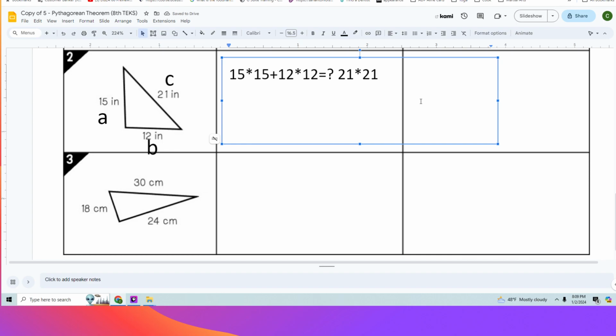We're going to say, okay, 15 times 15. Plug it in our calculator. Calculate, calculate. Okay, it's 225. Perfect. 12 times 12. Hopefully you know that, but if you don't, that's okay. Plug it in your calculator, and you're like, oh, okay, 144. And then does that equal 21 times 21?